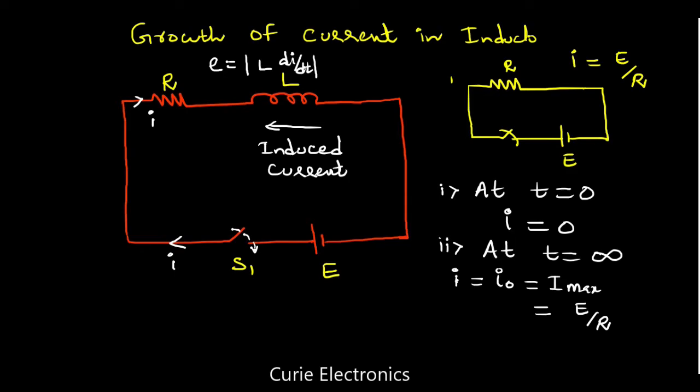And after 5 time constants, the current reaches its maximum. In an inductor circuit, this L upon R is known as tau, or the time constant of the circuit. We have to derive an equation, and we have to see how much the current grows in one time constant. Okay, so we got the basic idea about it. Now we will move to the derivation.